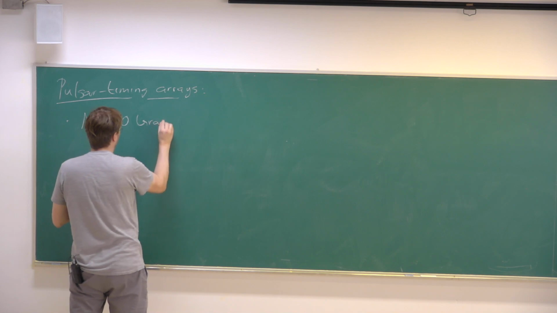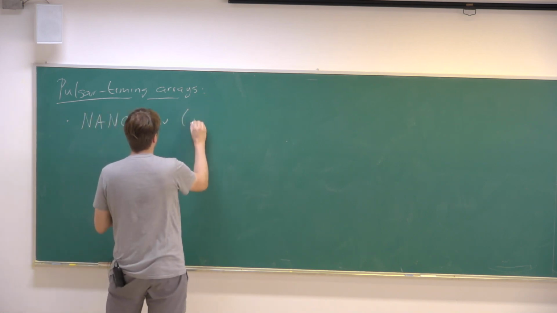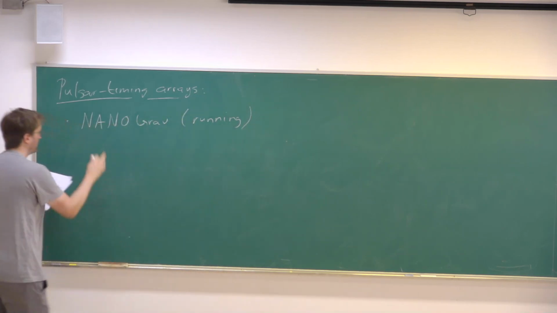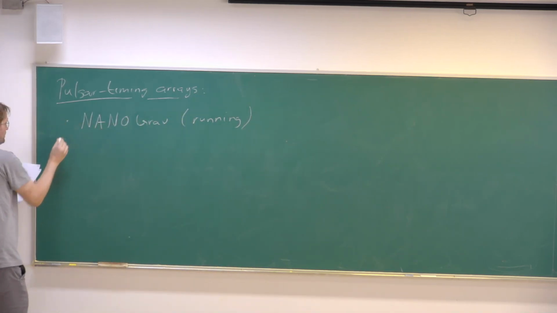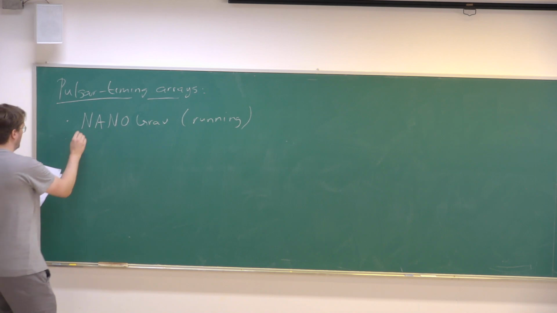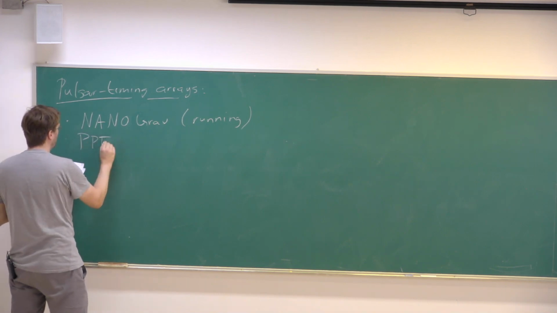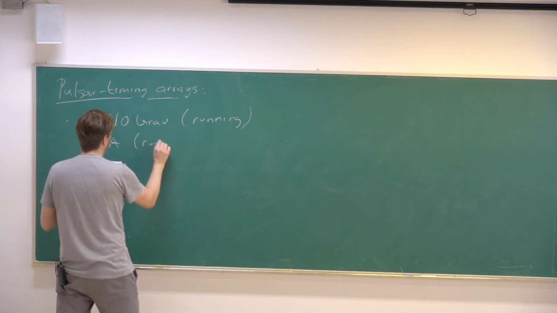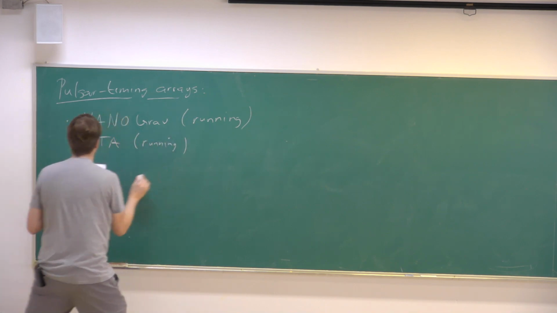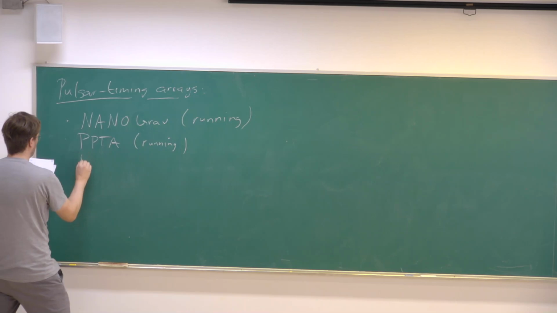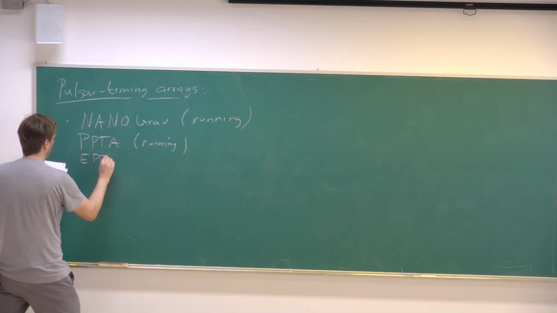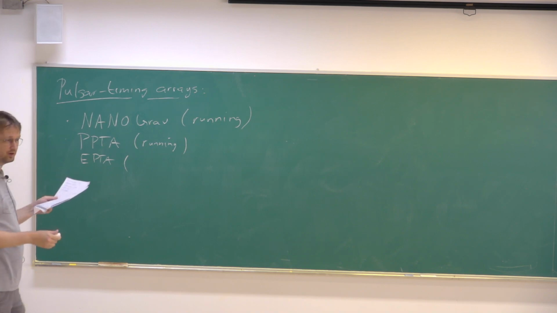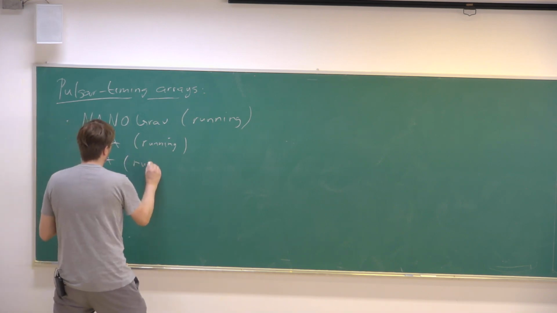So there's NANOGrav, and it's an American collaboration, I think. And by the way, they already have a hint about some signal, I think. There's the Parkes Pulsar Timing Array. So these all use different radio telescopes. It's also running. And there's the European Pulsar Timing Array, which mostly uses European radio telescopes. It's also running.